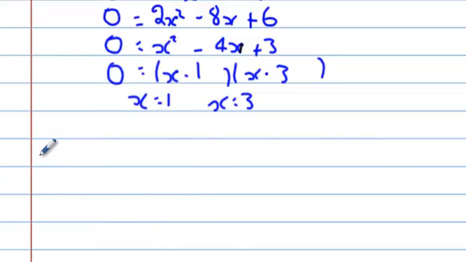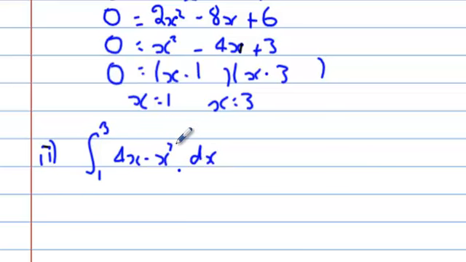Right, so for part 2, we need to integrate between 1 and 3 the function 4x minus x squared with respect to x. That'll give me the area under that function. Then I need to take away from that the area under the other function, x squared minus 4x plus 6, and I'm doing that with respect to x.